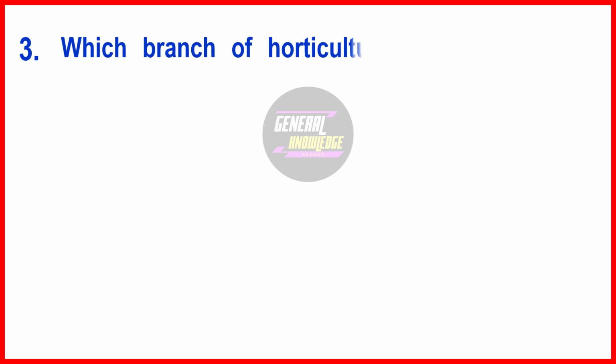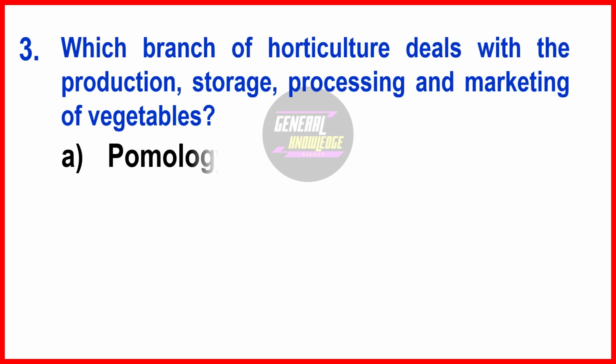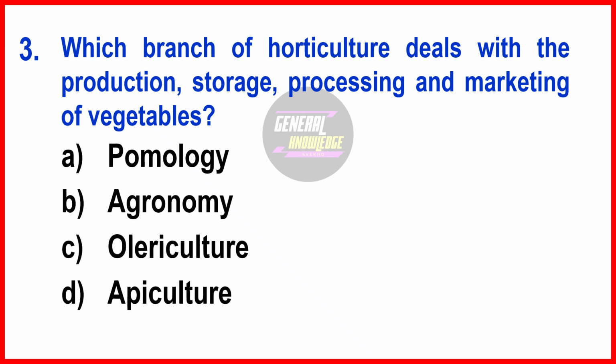Next question. Which branch of horticulture deals with the production, storage, processing, and marketing of vegetables? The right answer is option C, olericulture. It specifically deals with the cultivation of non-woody plants grown for their edible parts.